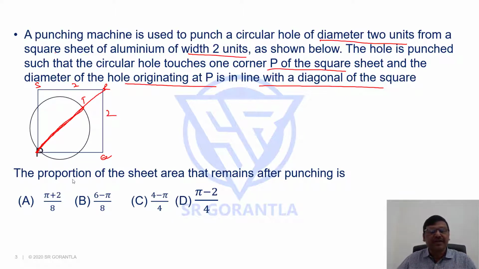Now what is our question? The proportion of the sheet area that remains after punching. The proportion is the part, what part is remaining. That we will see later. First of all, what area will be remaining. Now, suppose if I join this, let's say AB. Now the area remaining will be this.